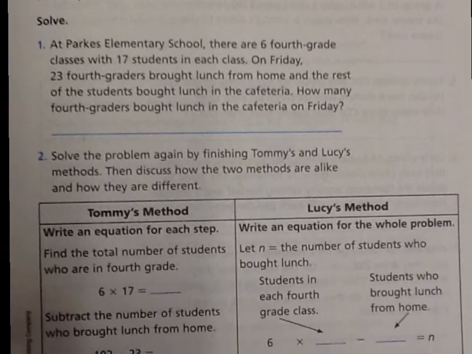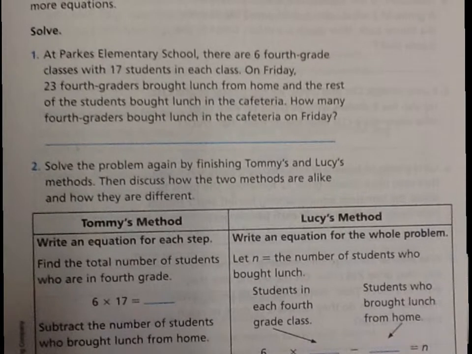The first thing I want you to think of is what you need to find out first. There are 6 4th grade classes with 17 kids in each class. So the first thing you need to do, like Tommy did down there in the equation below, is 6 times 17. You need to find that out. And then it tells you on Friday, 23 of them brought lunch from home, and the rest of the students bought lunch in the cafeteria. So, how many students bought lunch?